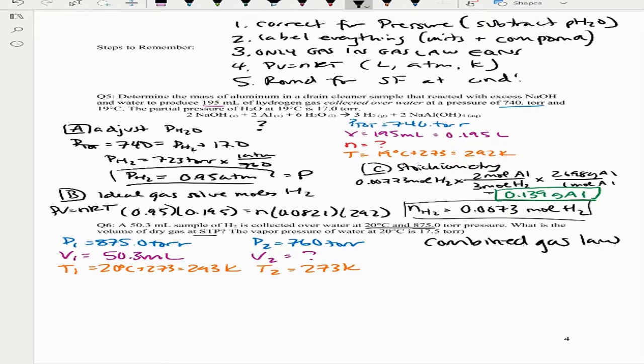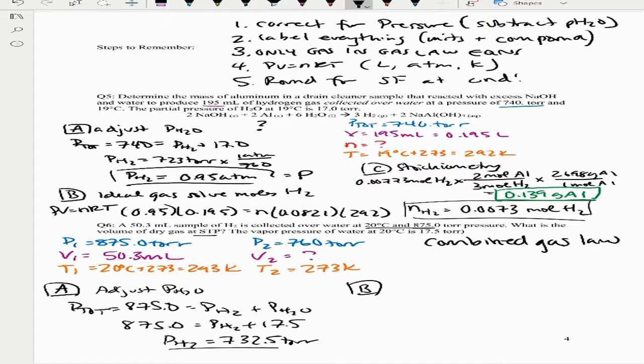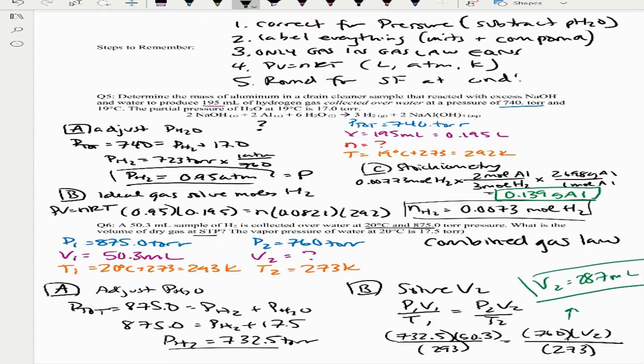Using the combined gas law means that we can keep our units of pressure and volume in whatever we want. So let's just keep it consistent. We'll use torr and milliliters. First step is going to be adjusting the partial pressure. Next, we're going to use the combined gas law to solve for V2. Final answer of V2 equals 28.7 milliliters.